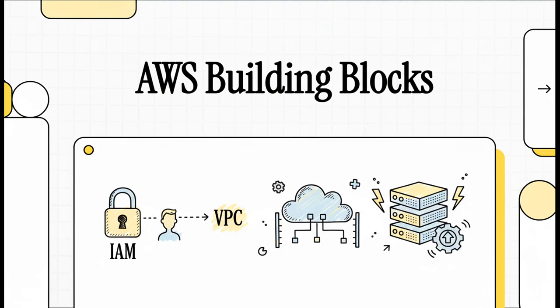So, you're diving into Amazon Web Services, and you keep seeing these three letters: IAM, VPC, and EC2. Well, in the next few minutes, we are going to break down exactly what these are and why they are, without a doubt, the absolute building blocks for pretty much everything you'll do in the cloud.